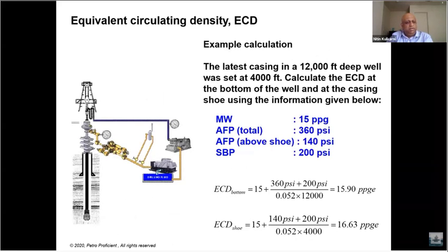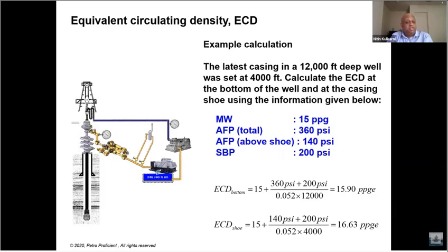Now here you see, as I was discussing before, in the calculation you would notice that you have two values here. One is ECD at bottom and ECD at shoe. The bottom of the well is 12,000 feet and the previous casing shoe is 4,000 feet. Annular friction pressure above the shoe is 140 psi. Annular friction pressure total is 360 psi. So at the bottom, the total annular friction pressure loss will be applicable. And if you see, the ECD at bottom is 15.9 ppg, but ECD at shoe is 16.3 ppg.